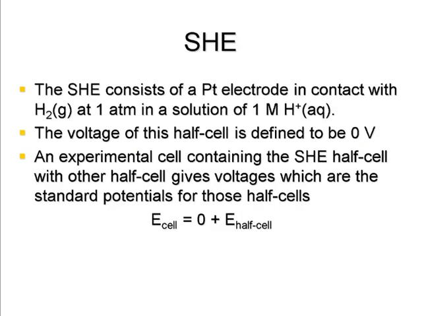Then SHE, I think I've described all of this. It is at 1 atm, then 1 molar, and the voltage that you get is normally 0, so this cell potential will be equal to 0. So the reaction can go either way. It can either go to the cathode or it can go to the anode. Either way, the value you get is mostly 0.